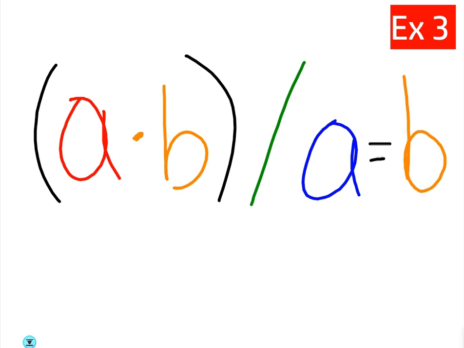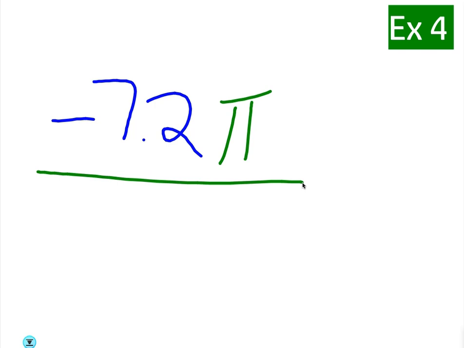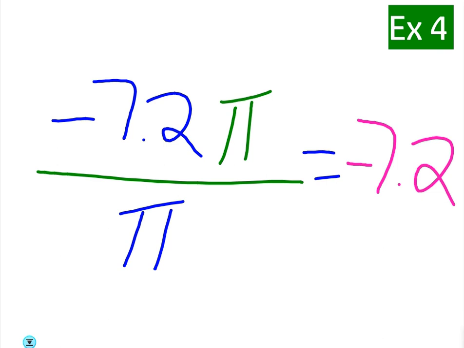I think I'll do one more, just to mix it up a little bit. So let's say we have negative 7.2 pi divided by pi equals what? Negative 7.2. Okay, so I think you have the gist of this without having to do any more. Now, that kind of leads us to the next lesson, which is what is the inverse operation of division?